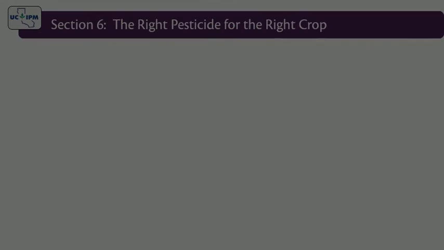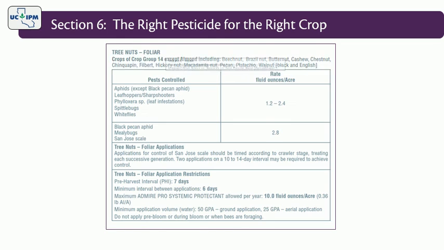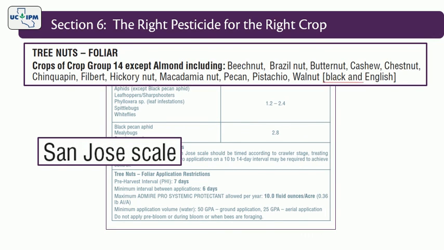What did you find out? The first step was to check to see if Paul used the pesticide correctly. Looking at the label in the Directions for Use section, you can see that foliar applications of this product are allowed for San Jose scale on walnuts. However, as per the label, this product is not registered for almonds. Using this product on almonds would be a violation of the label and the law and could result in an illegal residue.